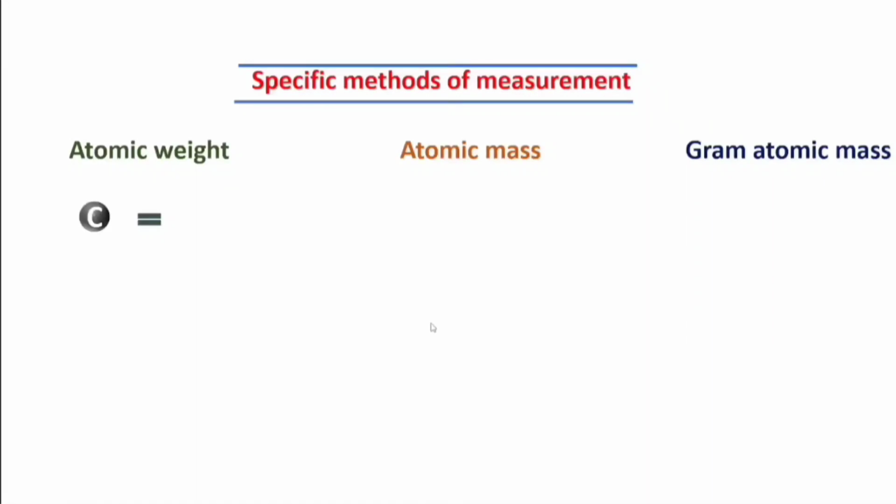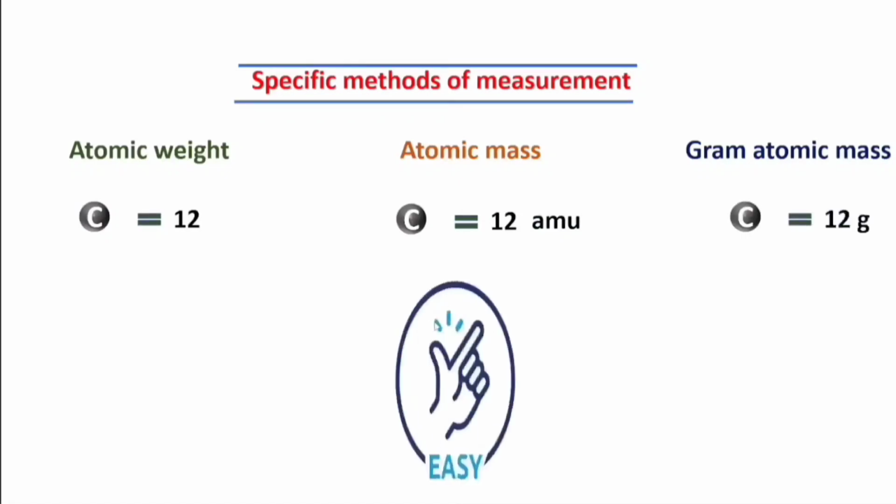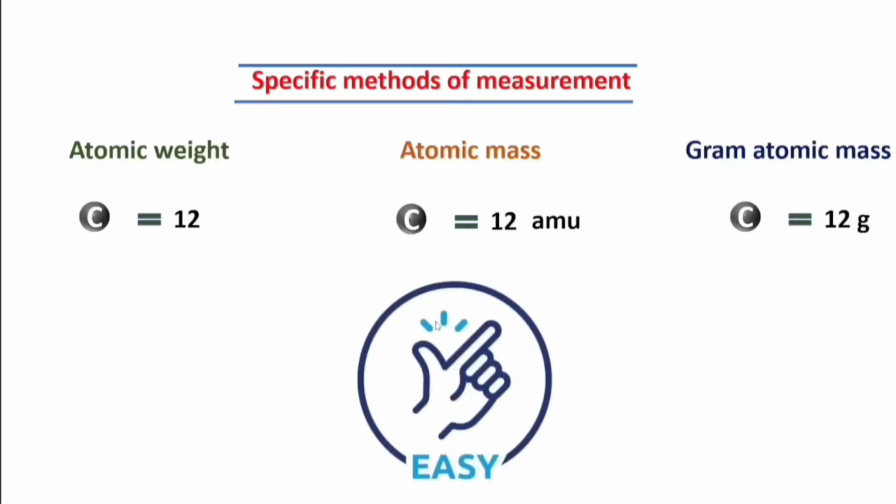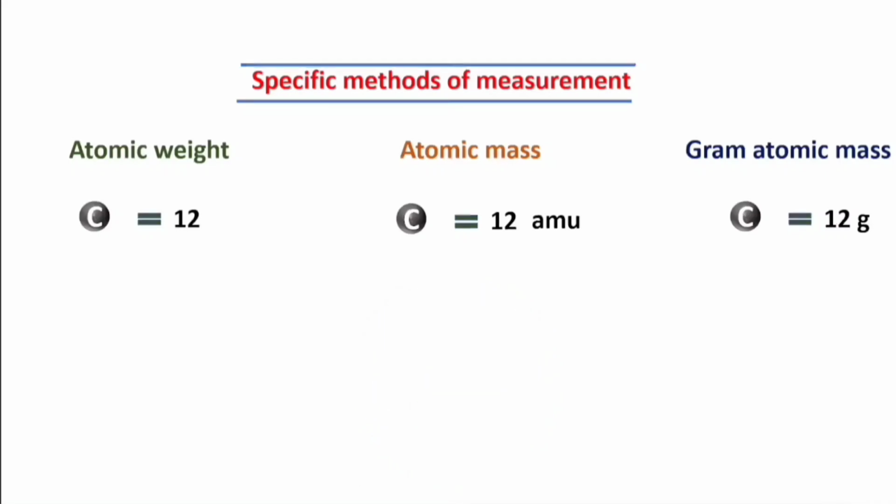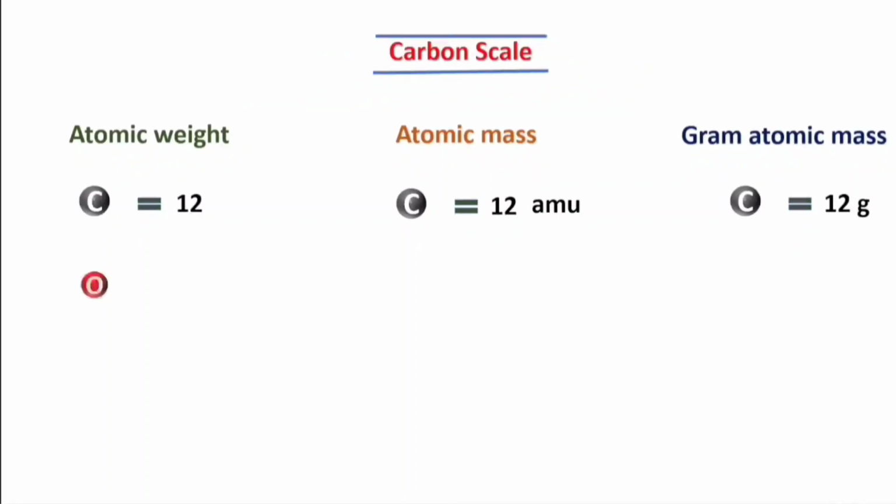So the carbon has atomic weight 12, atomic mass 12 AMU, and gram atomic mass 12 gram. Using this carbon scale, all other elements and compounds can easily be measured. The atomic weight of oxygen is that as it is heavier than the 1/12 of a carbon atom. This way, the atomic weight of oxygen is 16 because it is 16 times heavier than the 1/12 of carbon atom. With the unit AMU, atomic mass of oxygen is 16 AMU.